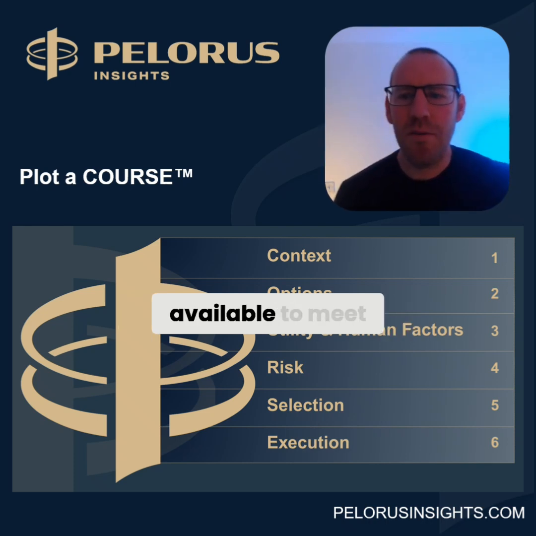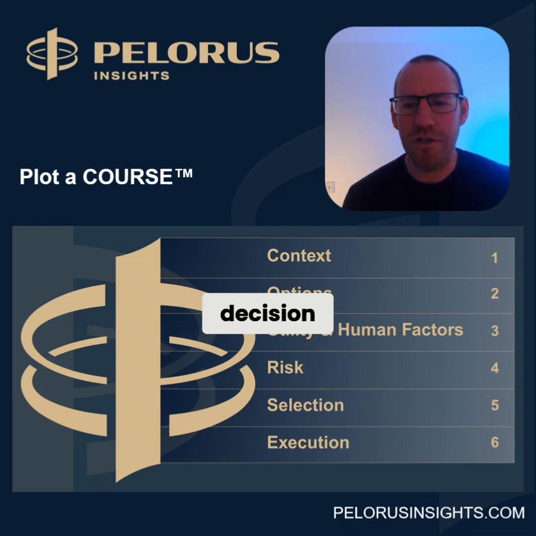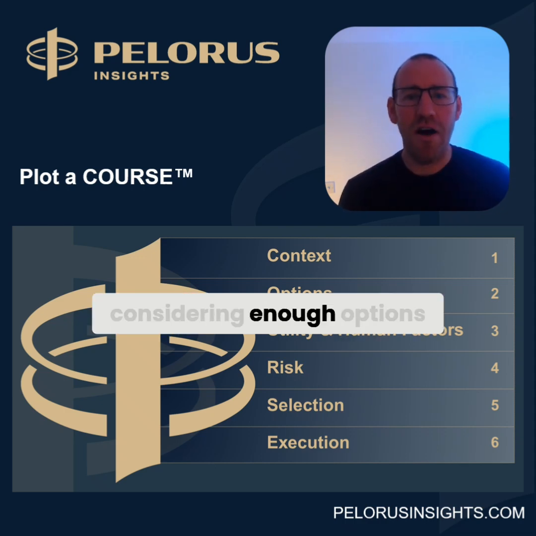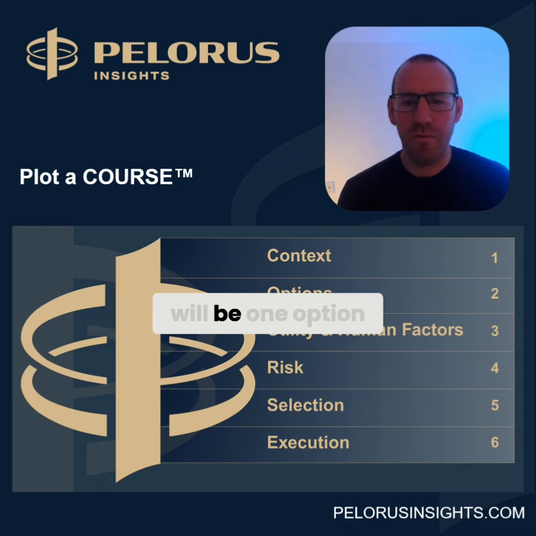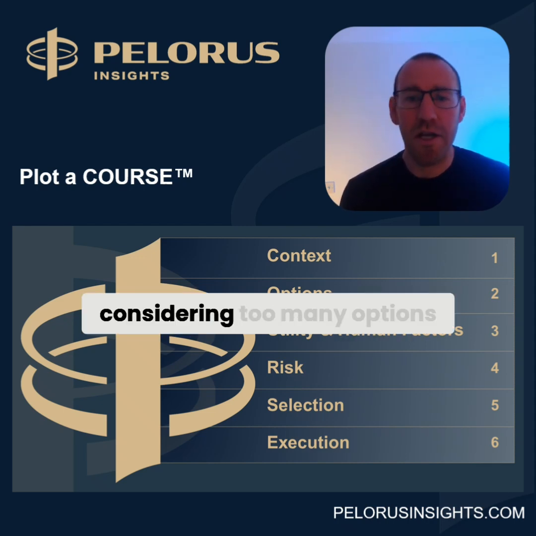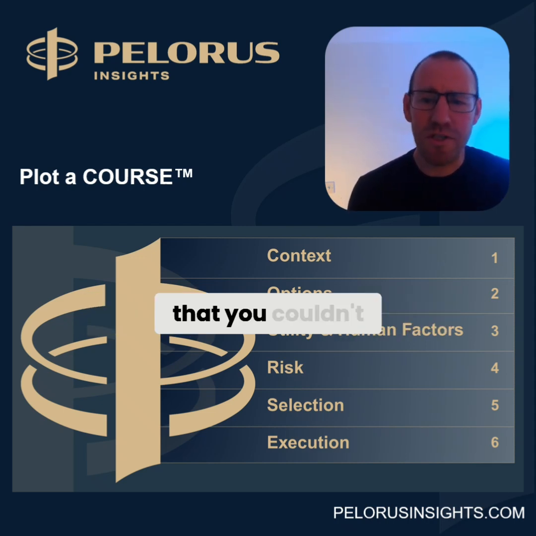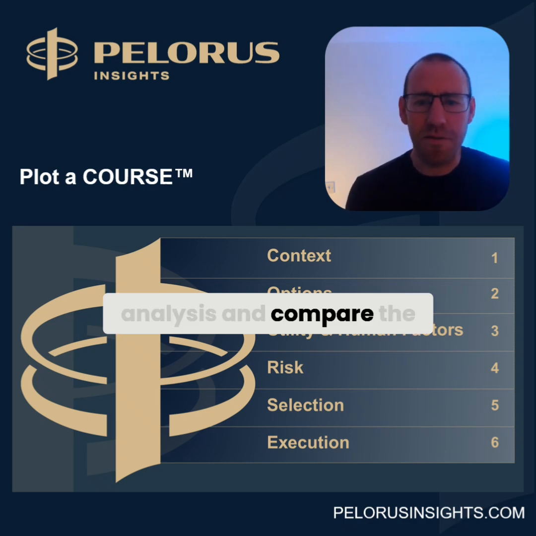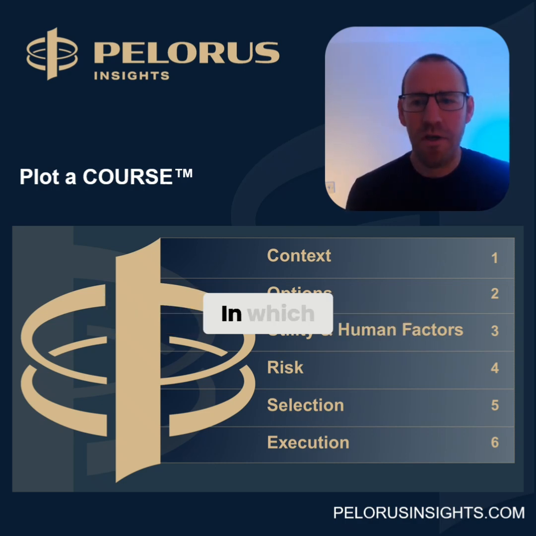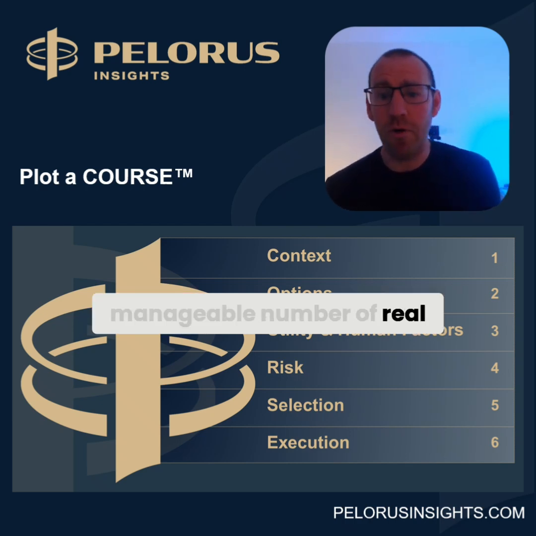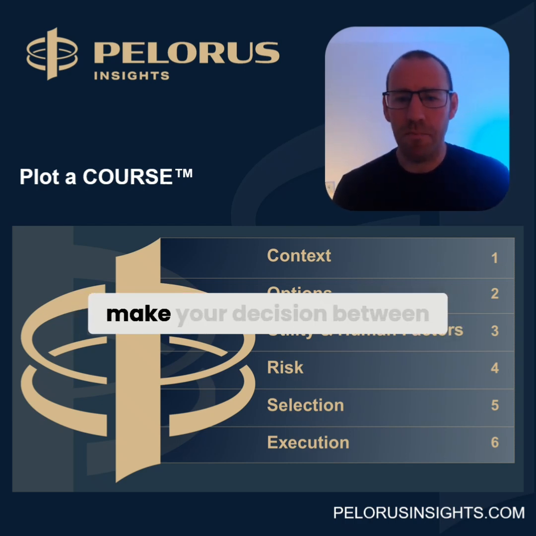What options are available to meet the goals of the decision? Things to consider here. Are you considering enough options? Quite often it will be one option, either do or don't do. That's not generally ideal. Are you considering too many options? So many options that you couldn't possibly do a rigorous analysis and compare the outcome of those options, in which case you might want to find a way to reduce them down to a manageable number of real candidates that you're going to make your decision between.